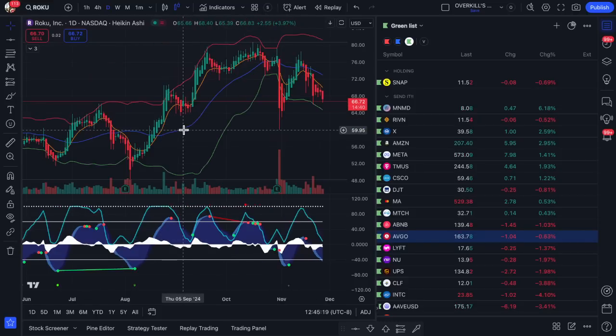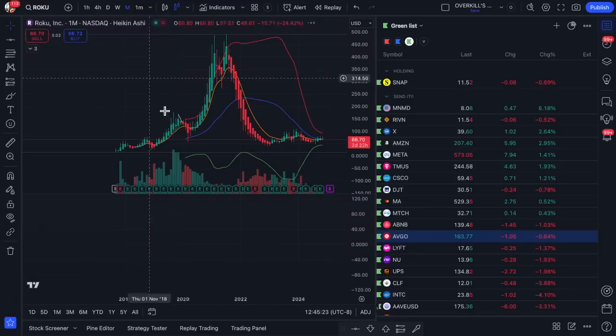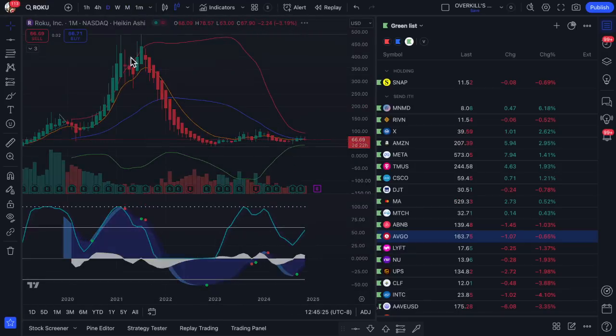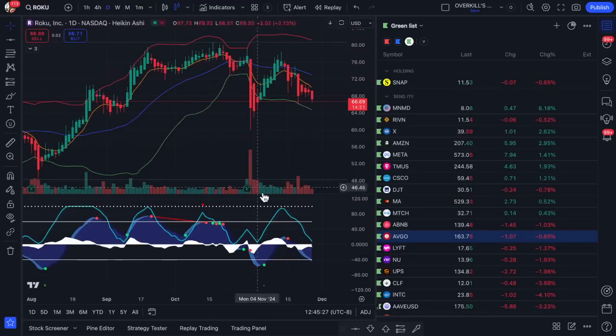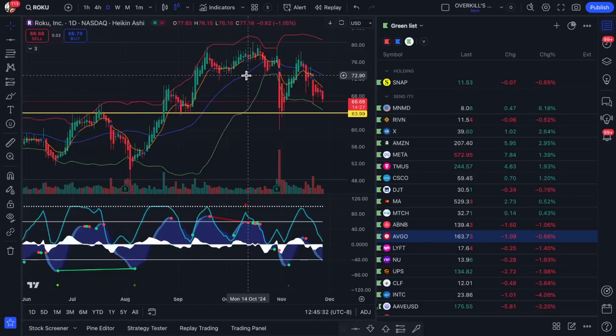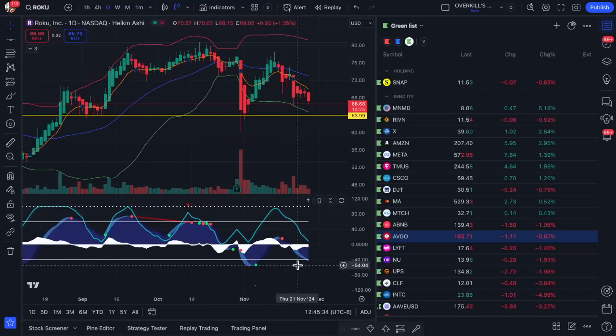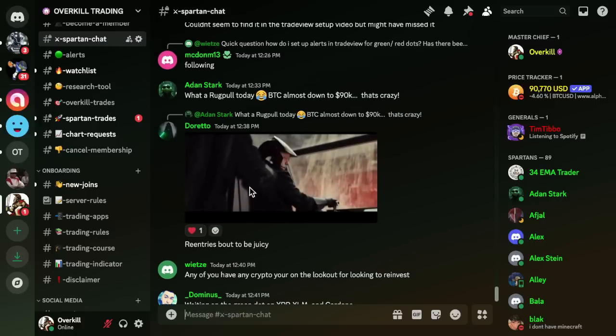Love to see it. Welcome to all the noobs, all the recruits. Here's Roku. Roku's going to be red here on the monthly. It's got a green dot. Wait for the green dot on the daily if you're going to play this one. It needs to hold on to like 60, 64 there. Watch for the green dot on the daily if you're playing Roku.